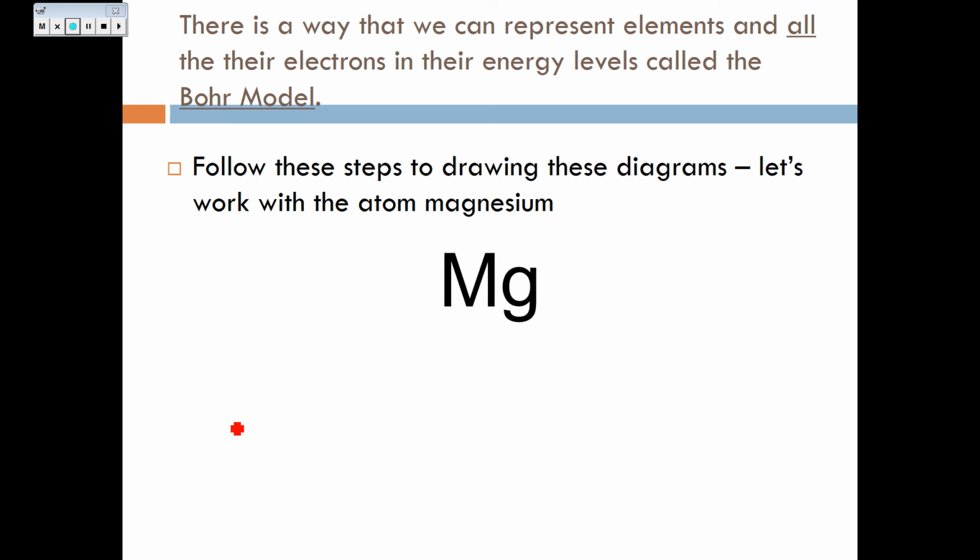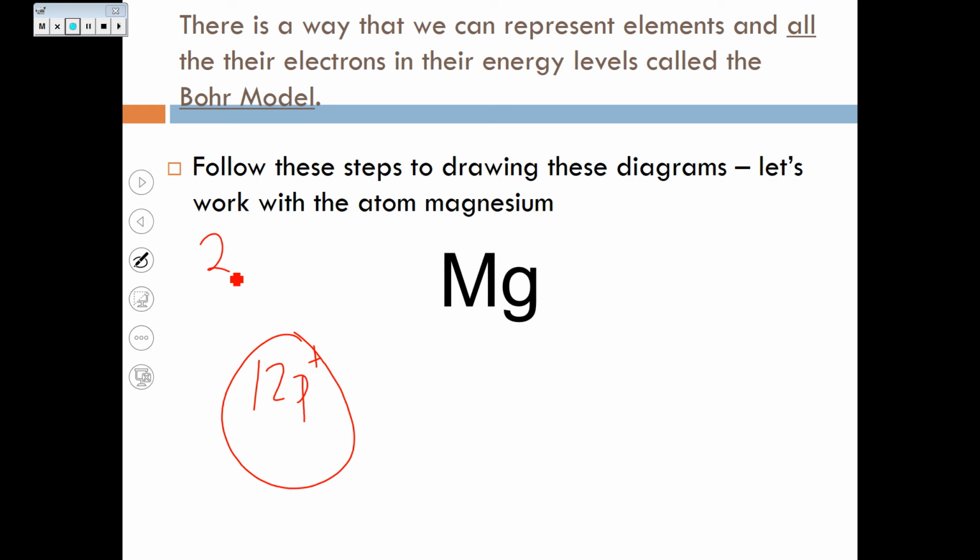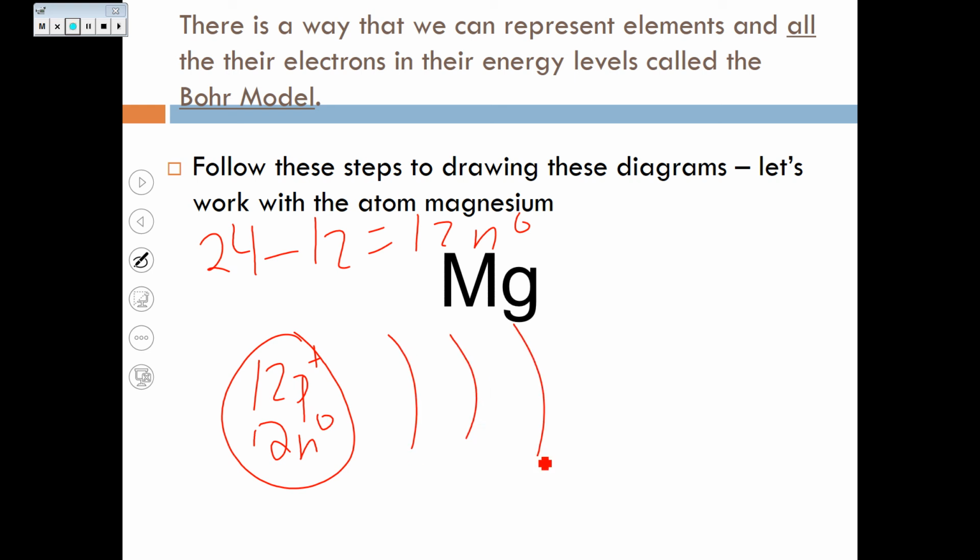So magnesium, we're going to draw our nucleus, and its atomic number is 12, so I'm going to put 12 protons here. Its atomic mass is 24.3050, depending on what periodic table you might have different decimals, but it's approximately 24. So 24 minus 12 gives me 12 neutrons. So put 12 neutrons there. Next step, the number of energy levels. Magnesium is in period 3, so it's going to have 3 shells.